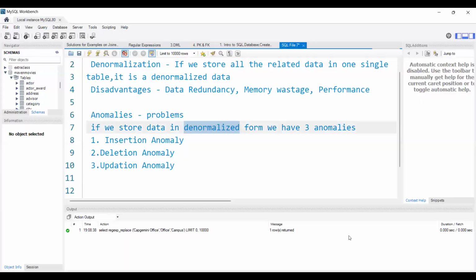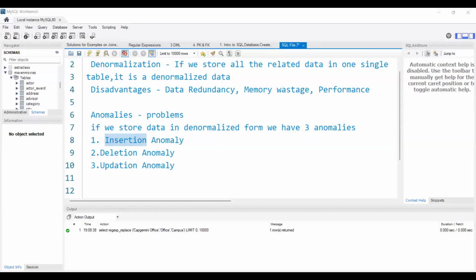And what is normalization? What are all the normal forms? We will see later. For now, as I said, we have three anomalies: insertion anomaly, deletion anomaly, and updation anomaly. What is that? Now we will see.